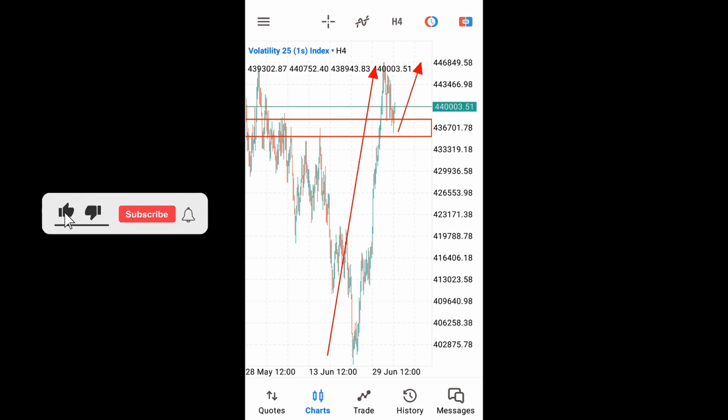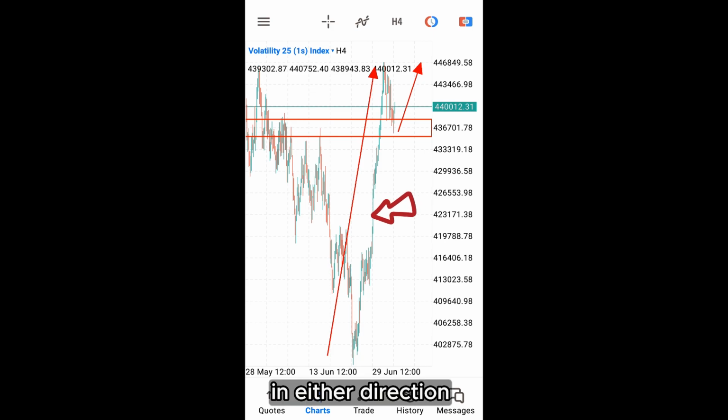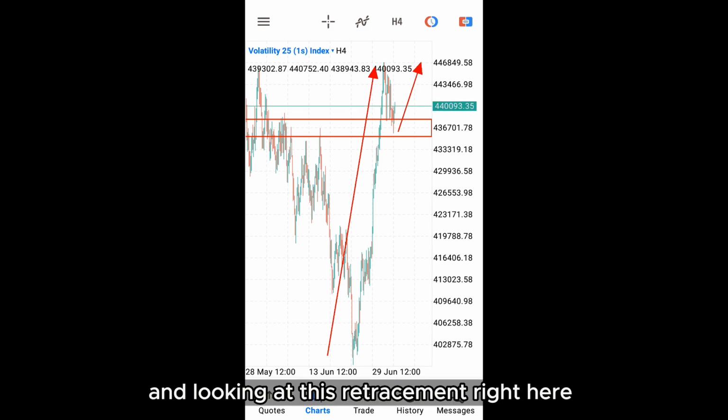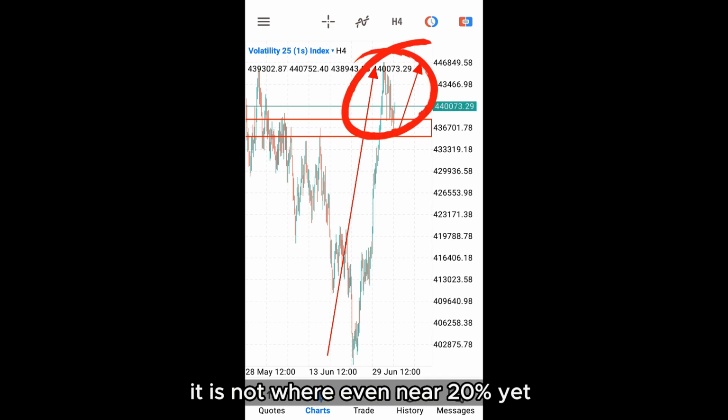You should know that whenever the market moves in an almost clear straight line like this in either direction, it has to retrace this movement back to almost 80 or 90% of it, as no market in the world moves in a clear straight line like this. And looking at this retracement right here, it is not even near 20% yet.